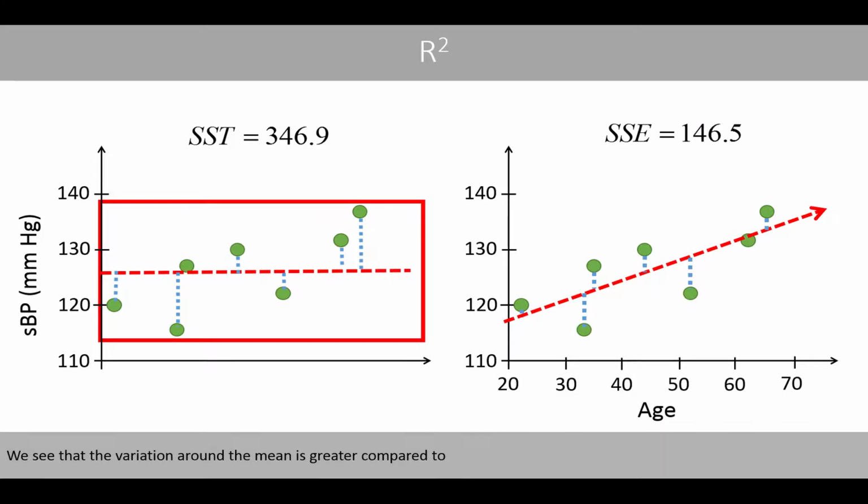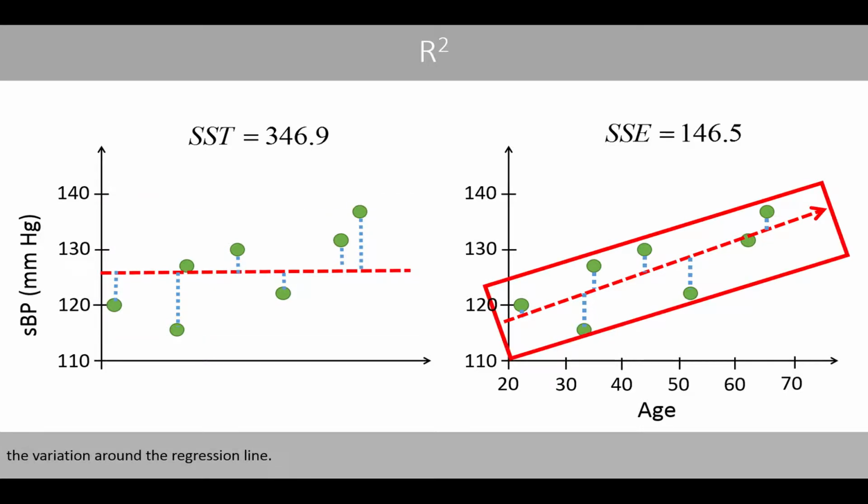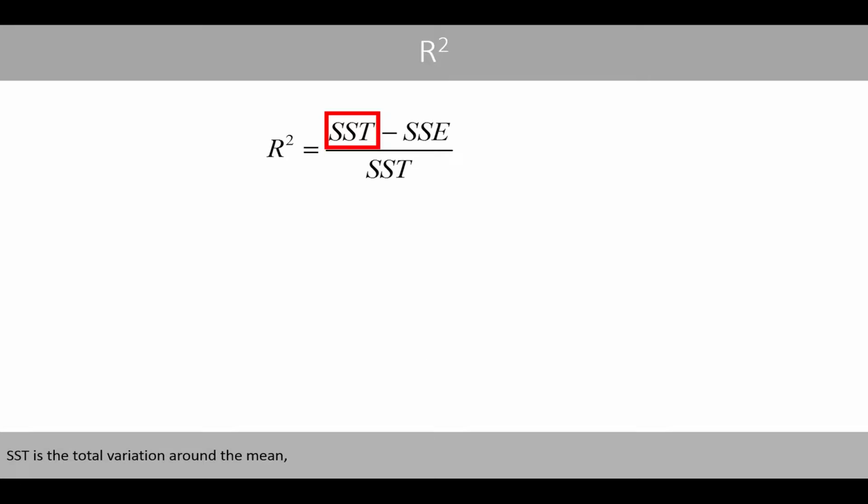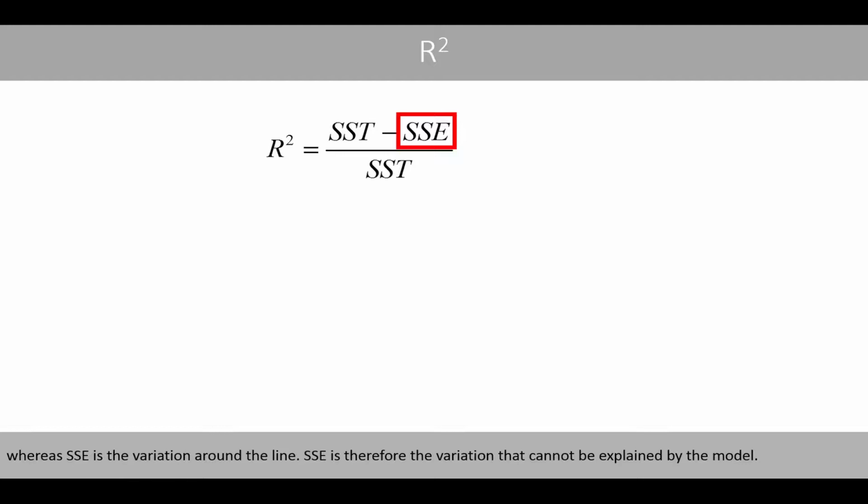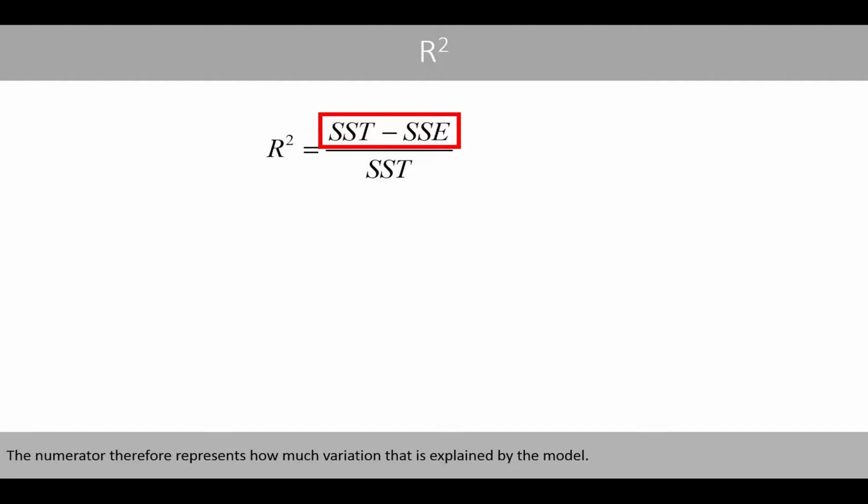We see that the variation around the mean is greater compared to the variation around the regression line. SST is the total variation around the mean, whereas SSE is the variation around the line. SSE is therefore the variation that cannot be explained by the model. The numerator therefore represents how much variation that is explained by the model. When we divide by SST, then we get the proportion of variation that is explained by the model.